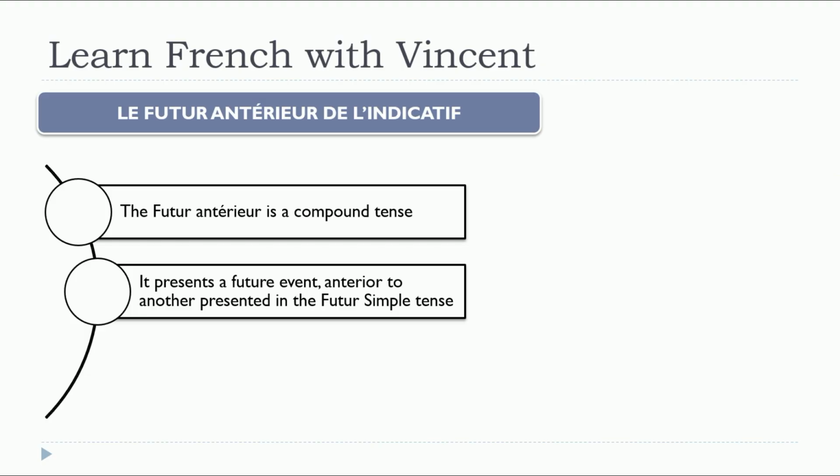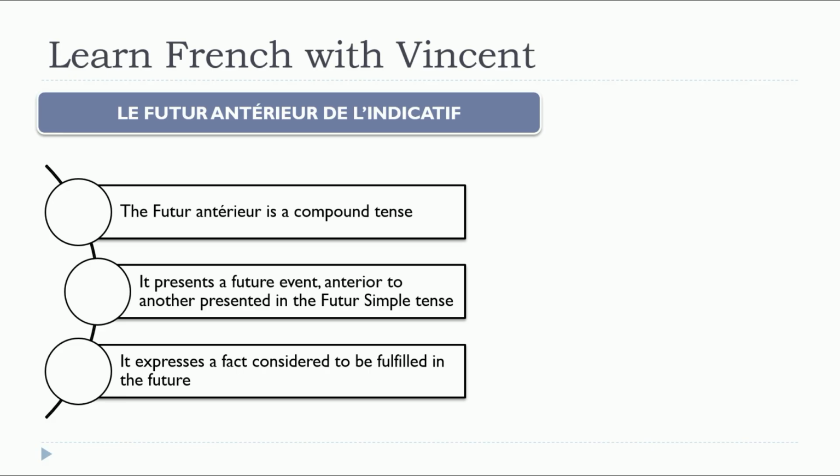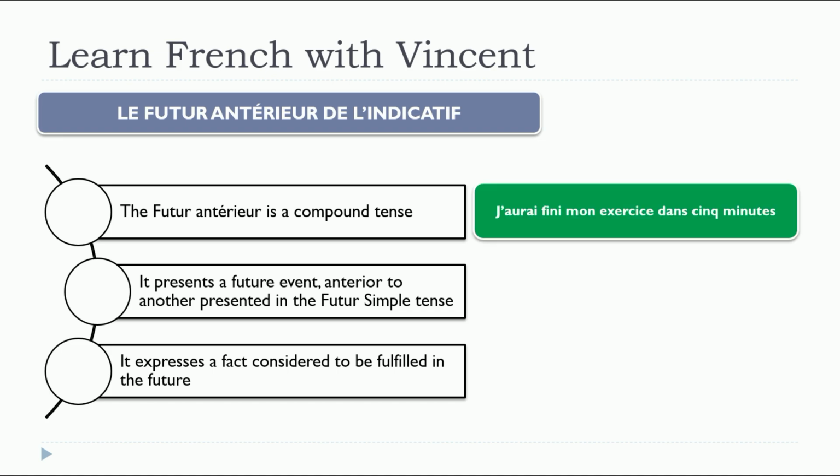So it means that you will express something in the future that will have been done connected to another future event that will come after. But I will give you an example and I hope it will be clear. And then it expresses a fact considered to be fulfilled in the future. So let's take the example.